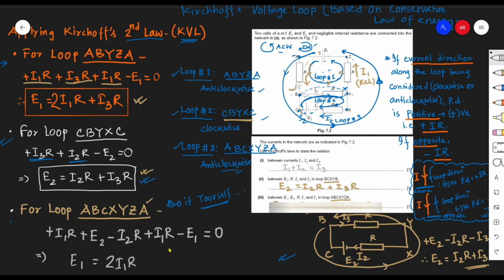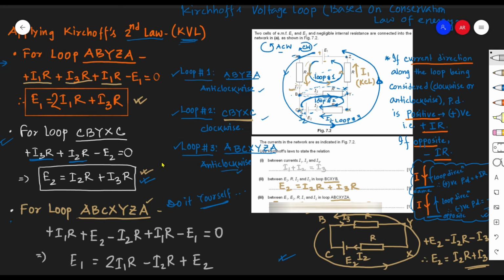And finally, when it reaches back to point A, it goes through the negative terminal of the battery E1. So it enters the negative terminal of the battery E1: minus E1 equals 0. So this is how we subjected E1 and got the expression to be like this. All right.